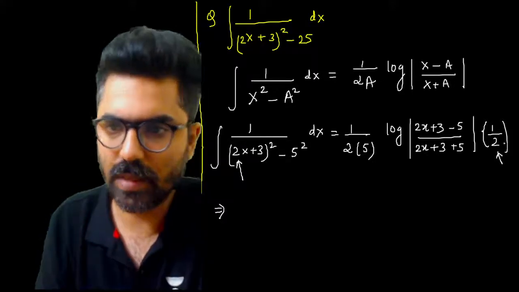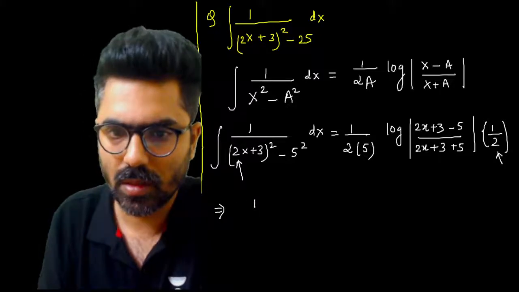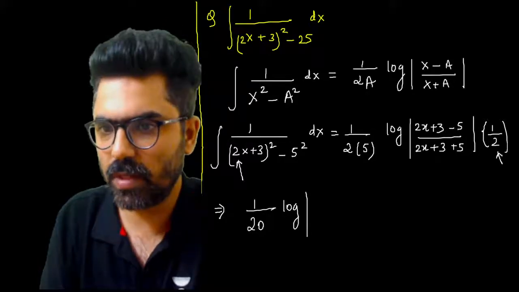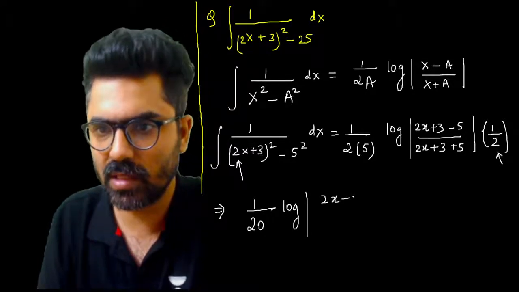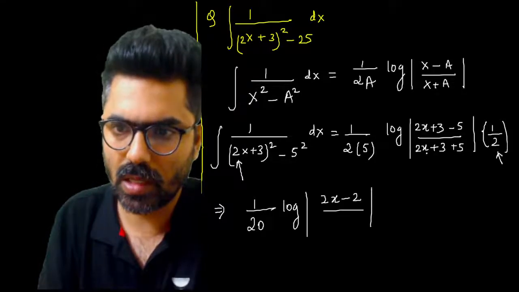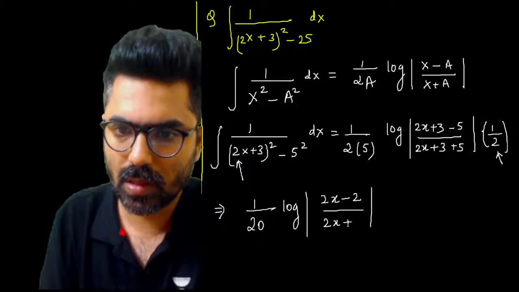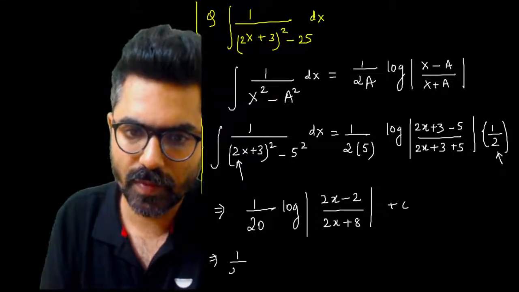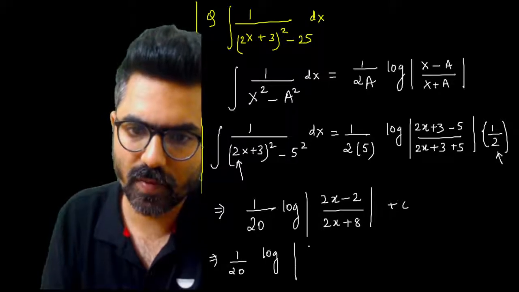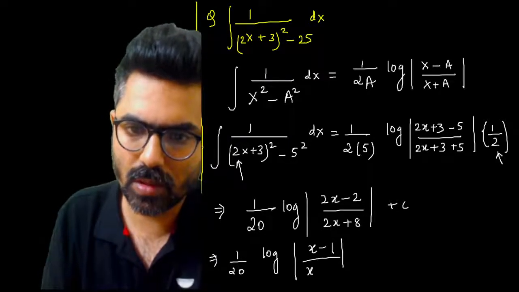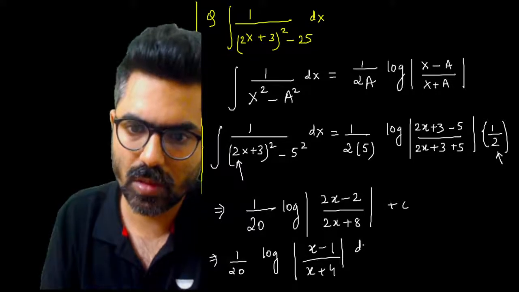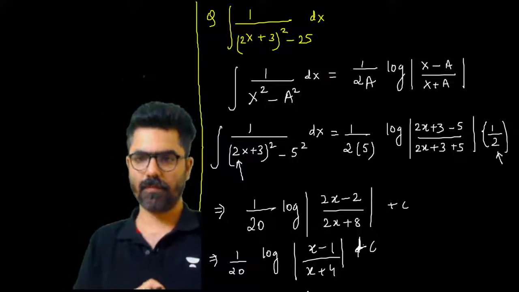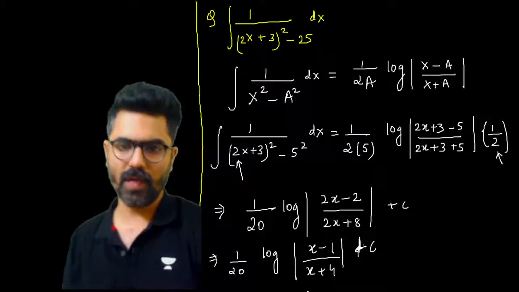So now the final answer I'm writing. This is 1 by 2 and this 10. So 1 by 20 log of 2x plus 3 minus 5, that is 2x minus 2, and in the denominator 2x plus 8. If you want to divide with 2 in this also, that can be done. So 1 by 20 log of x minus 1 upon x plus 4 plus c. This is your final answer.